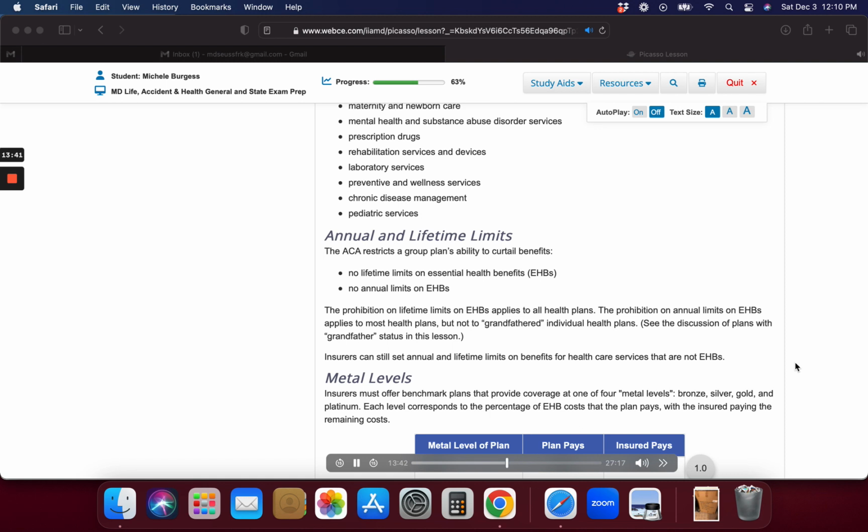Metal levels. Insurers must offer benchmark plans that provide coverage at one of 4 metal levels: bronze, silver, gold, and platinum. Each level corresponds to the percentage of EHB costs that the plan pays, with the insured paying the remaining costs. Please pause the audio and review the table.